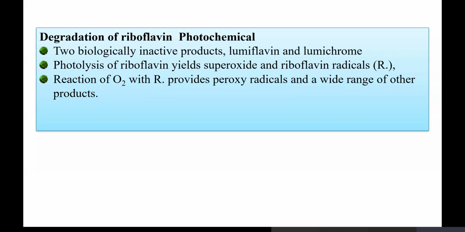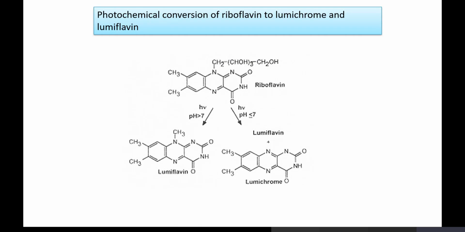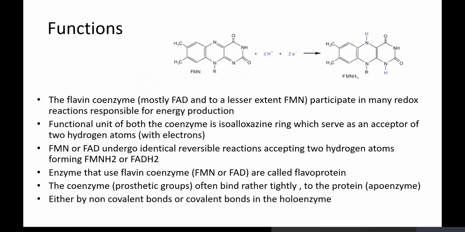So two biologically inactive forms are formed, that is lumiflavin and lumichrome. This photolysis of riboflavin yields superoxide and riboflavin radicals, and when these radicals are formed, they can be very dangerous in our body. The reaction of oxygen with this riboflavin radical provides the peroxy radical, and you know what reaction happens when you have this peroxy radical. Once more free radicals are generated in our body, you know that this is not good.